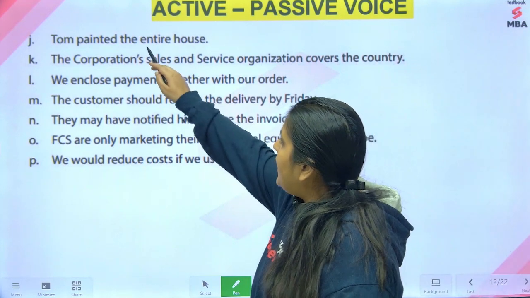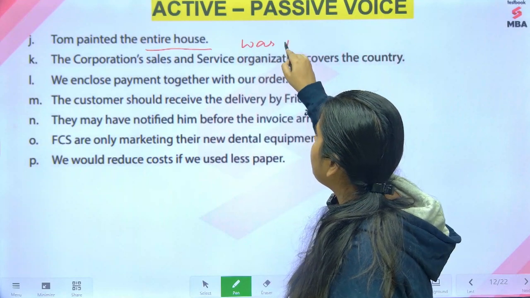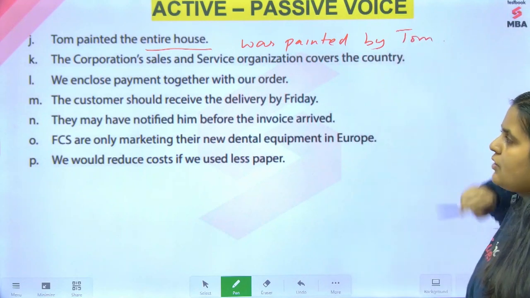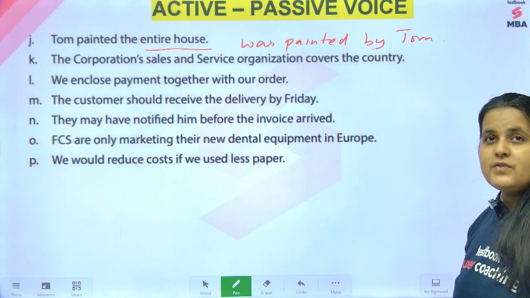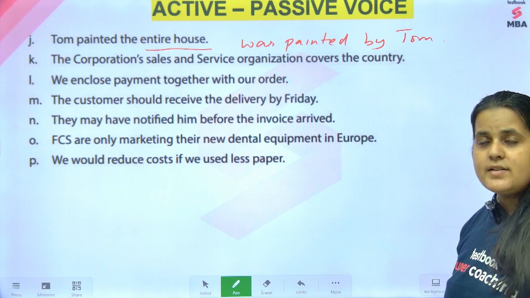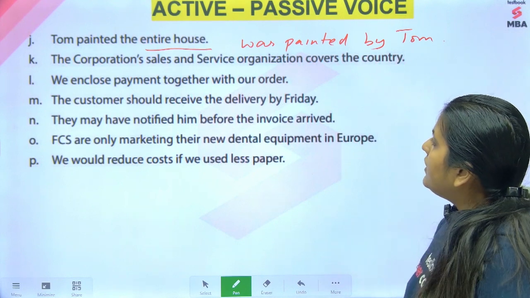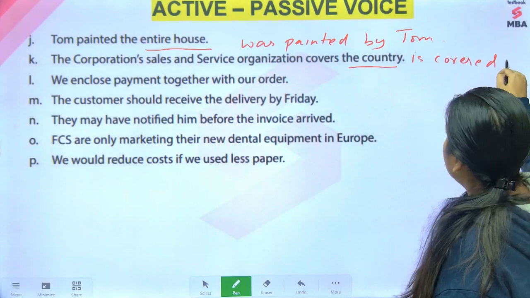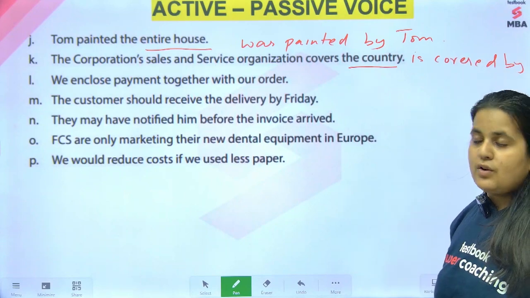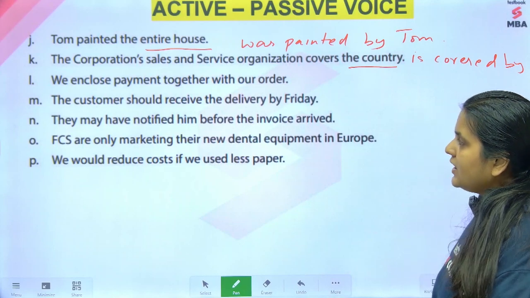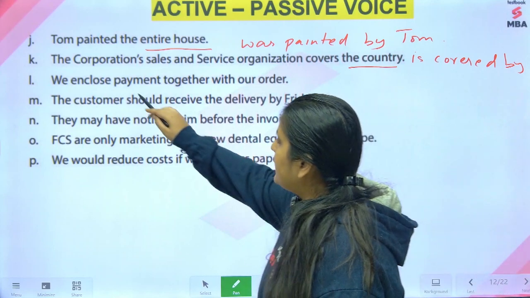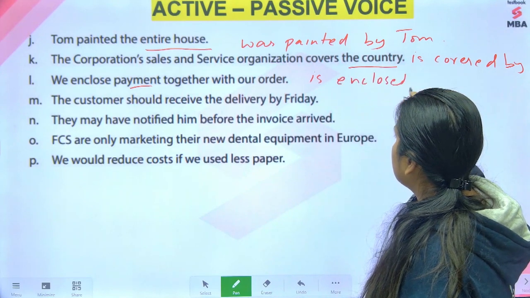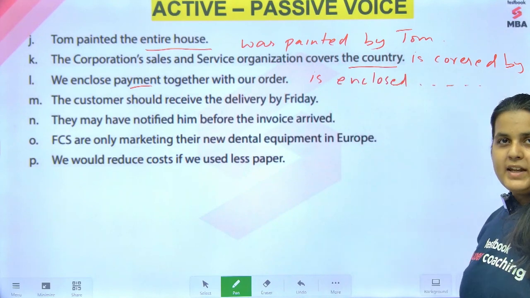Tom painted the entire house. The entire house was painted by Tom. The corporation sales and service organization covers the country. Covers is simple present. So, the country is covered by the corporation sales and service organization. We enclose payment together with our order. Okay, the payment is enclosed together with the order by us.